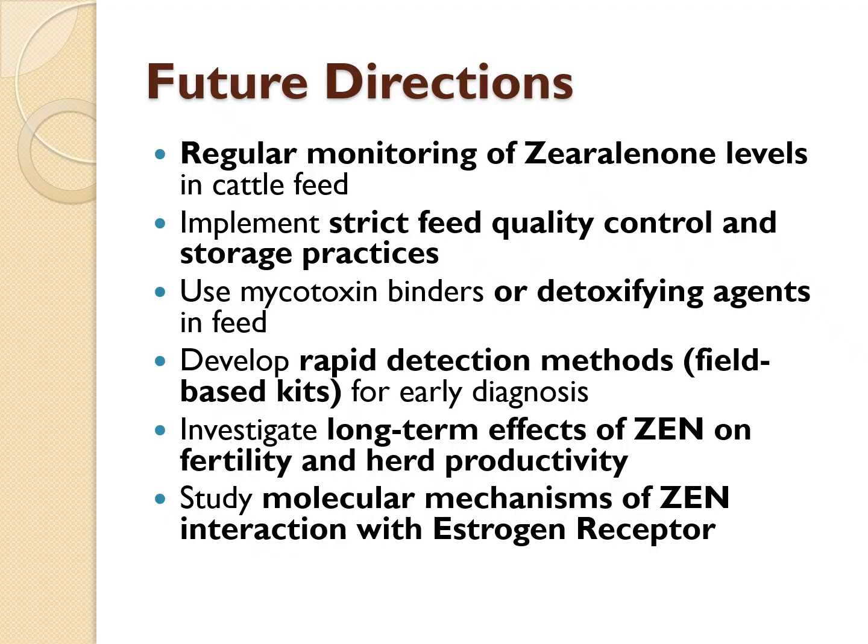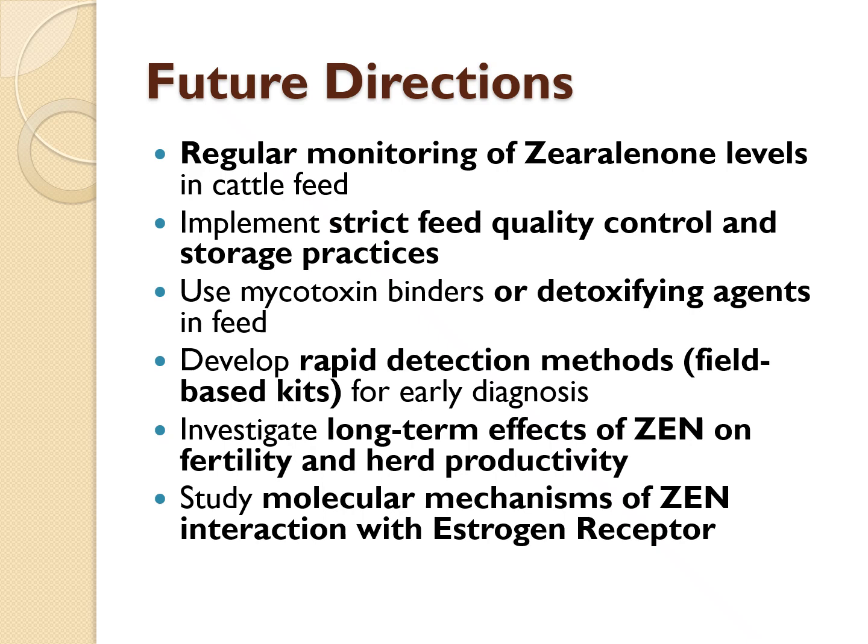So these are the future directions that we are going to develop if we want to stop the zearalenone effect on the cattle or other animals, even in human beings. We have to use some toxin binders. We have to check the zearalenone level in the cattle feed. We strictly check the quality control and storage practice, and the effect of zearalenone on fertility and herd productivity, and the zearalenone interaction with the estrogen receptors.